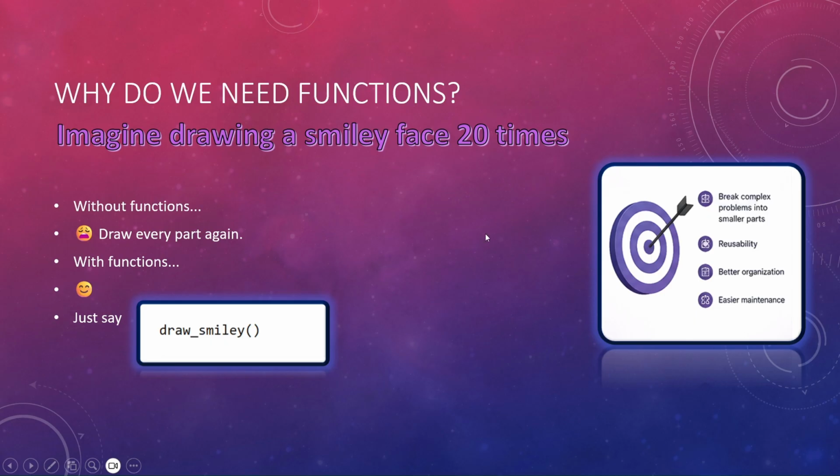So it breaks complex problems into smaller parts. Reusability is there, better organization, and it is also easier to maintain, because if there is some error, you can easily identify it. Since the problems are smaller, we can identify the error within a smaller section, and you can reuse it again and again. Also, the maintenance is easier.